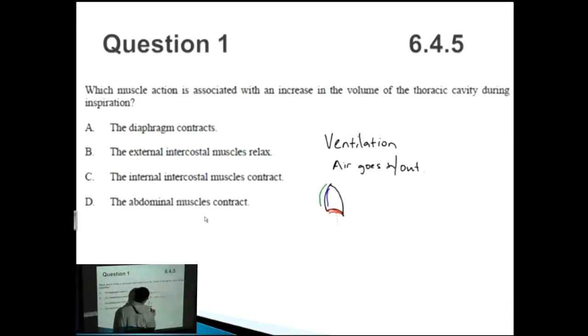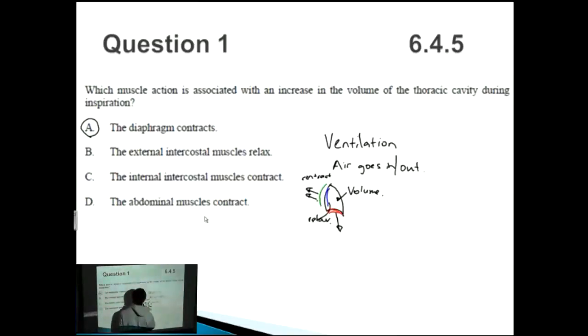inspiration, the diaphragm actually comes down to make the volume inside bigger. So what would the green thing do? The green part would also come out. So that would contract. And then the blue thing would just relax. Good. So you'd expect the diaphragm to contract, absolutely. How about the external intercostal muscles to relax? So they're saying that the green one would not come out.